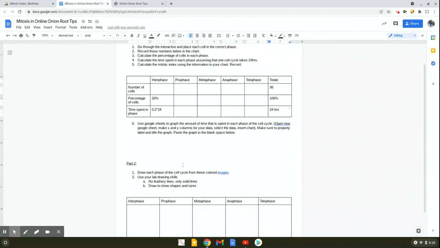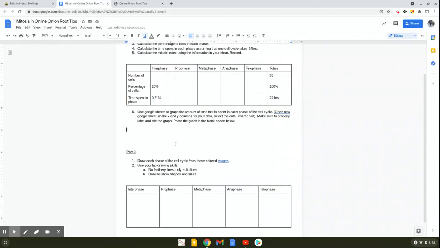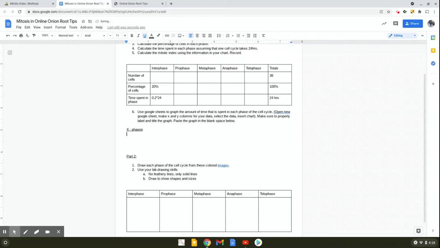All right, the next is you are going to graph this information. You're going to graph this time spent here. And I have a tutorial video of how to graph the time spent in each phase. So it's going to be a bar graph. On your x-axis is going to be your phases, and your y-axis is going to be the time spent in hours.